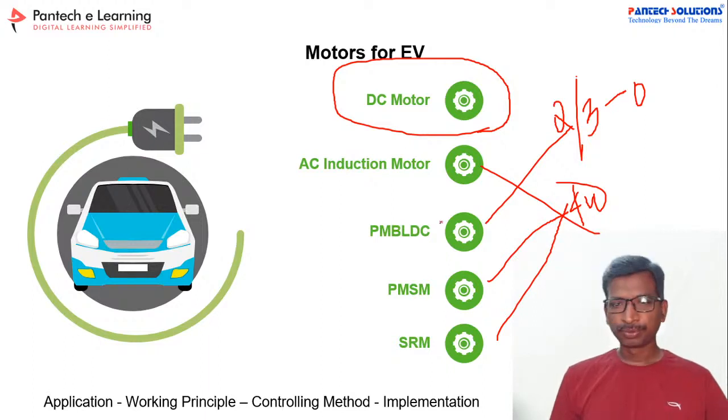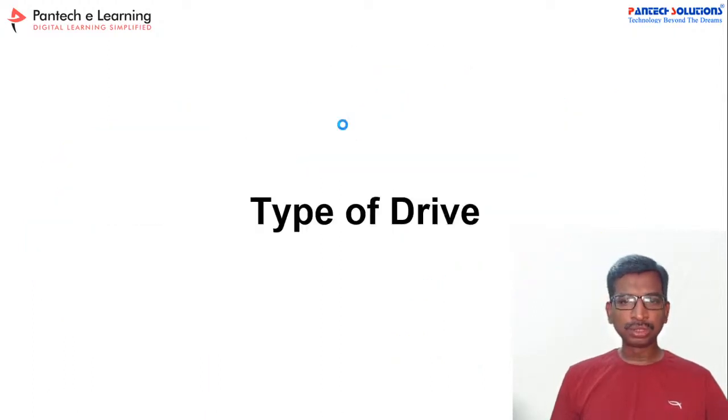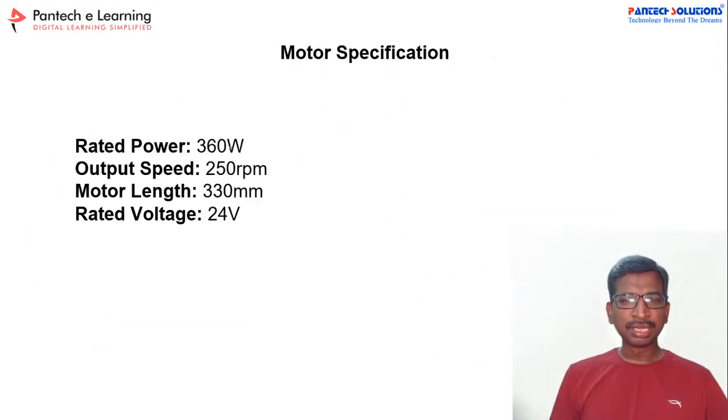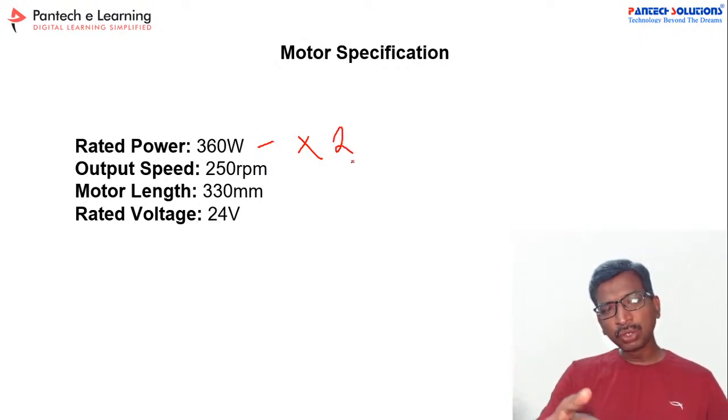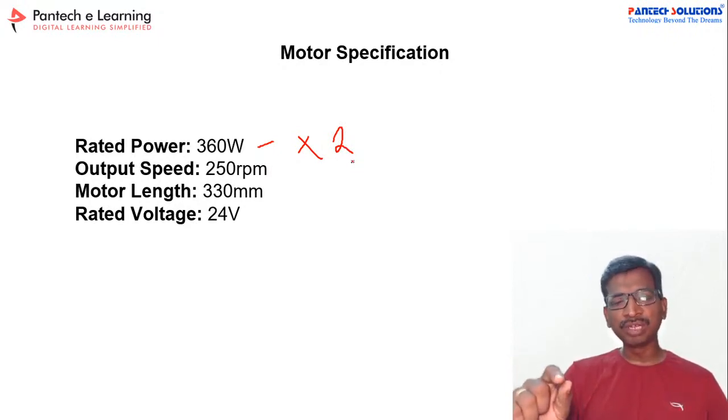Yes, thank you. So now I have chosen this PMDC motor rated at 360 watts. I am going to use two motors. My total power requirement is 460 watts, so I am going to use 360 watts times 2. In that case, about 720 watts will be there.